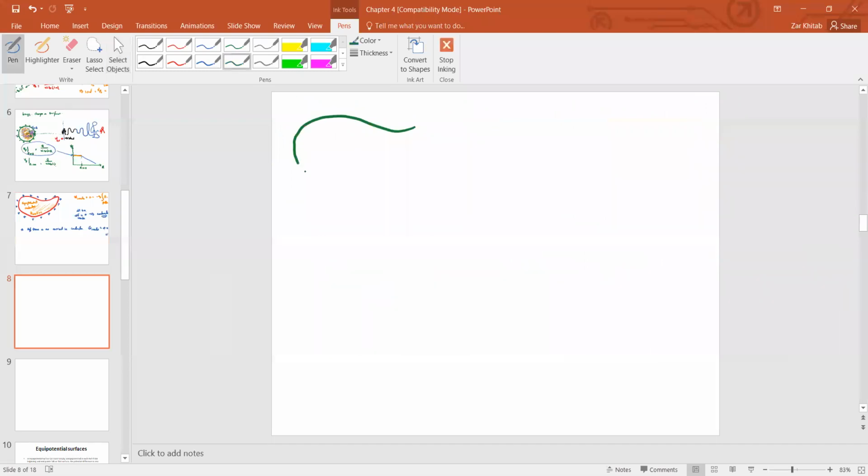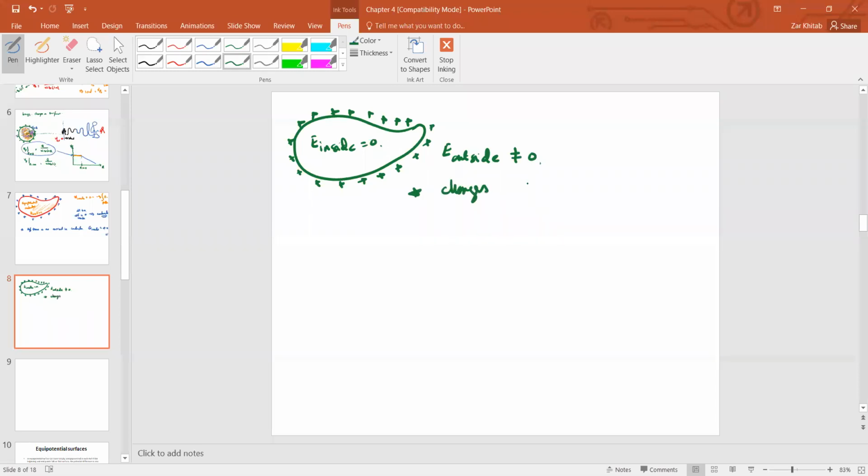I will consider the image again. As I said, the charges will evenly distribute themselves throughout the structure, and they will reside on the surface. The charge will go to the surface, thereby making E inside equal to zero. So this also means E outside is not zero. Charges on the surface are uniformly distributed.